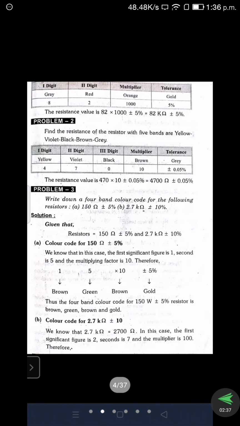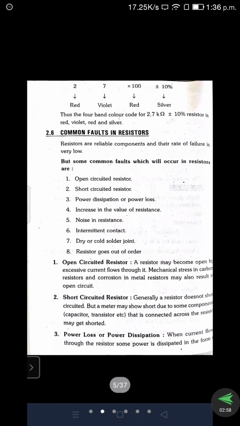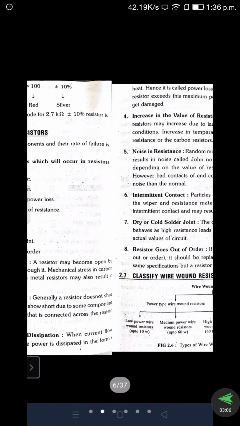Based on that, we have solved some problems related to finding the resistance value as well as the colors. If the colors are given, we find the resistance value. If the resistance value is given, we find the colors of the resistor. Next we discuss common faults in a resistor. There are 8 faults, and these are the common faults we have discussed.